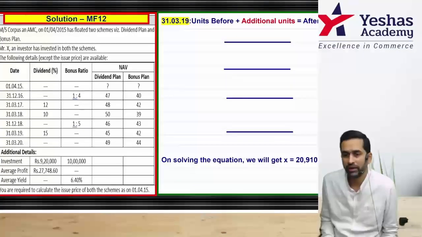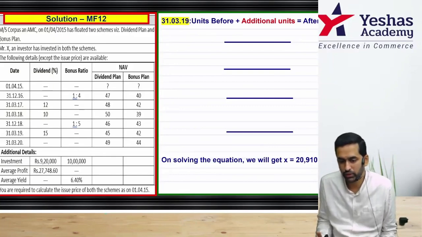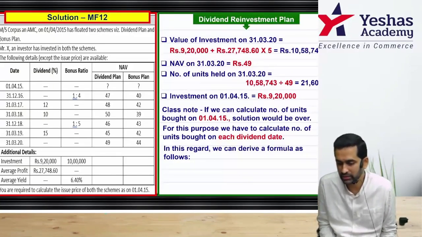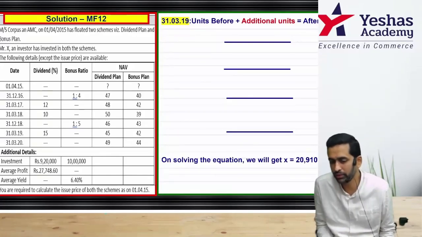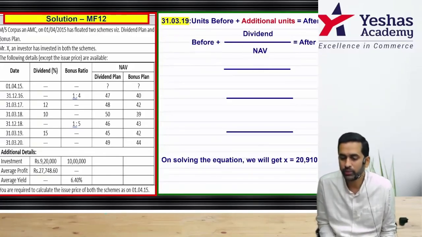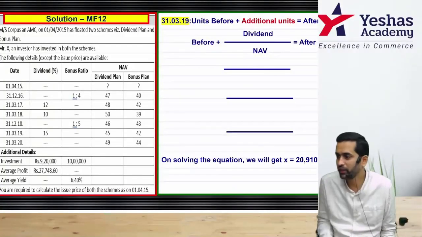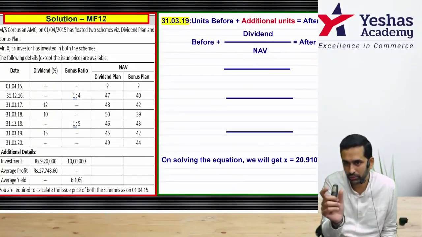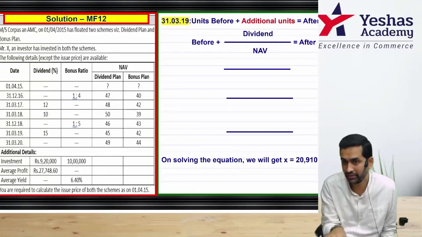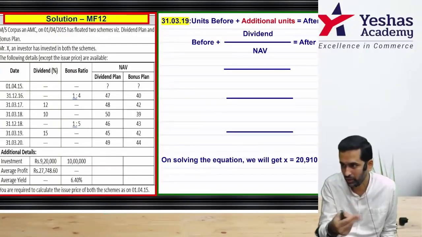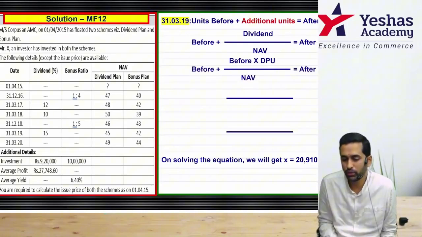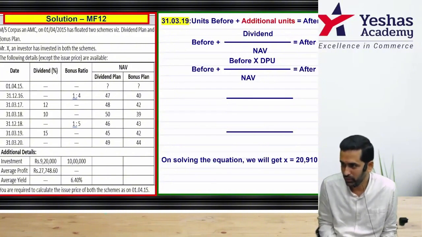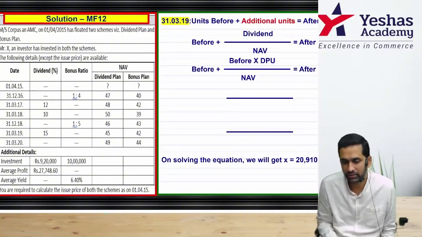See this. We have to go from the bottom because we know 21607, that is this number. So units you had before plus additional units should be equal to units after. How many units before? We do not know. How many new units? Whatever was the dividend attributable to you divided by that day's NAV. Don't divide everything by 10. So that will be on that day basis. That is equal to the number of units after. Now we do not know how much is before, but the dividend will be the number of units you held before into dividend per unit divided by NAV.